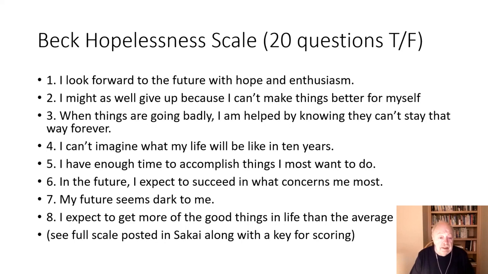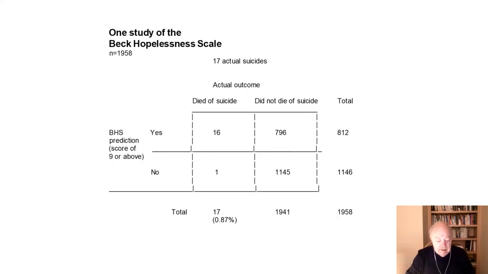If on number 2, I might as well give up because I can't make things better for myself, that obviously would be an example of hopelessness, and they would get a point for that. So there's 20 questions, and as I put on the slide here, you need to take a look at the full scale in Sakai to really get a picture of it. But it's just one example.